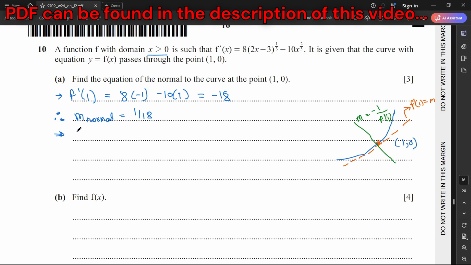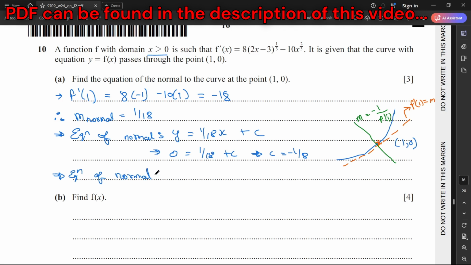So I can say that the equation of normal is y is equal to 1 by 18 x plus c. Now if we keep the value of y as 0 and the value of x as 1, this means that c comes out to be minus 1 by 18. And therefore, the equation of normal becomes y is equal to 1 by 18 x minus 1 by 18. So that is your final answer for the first part.